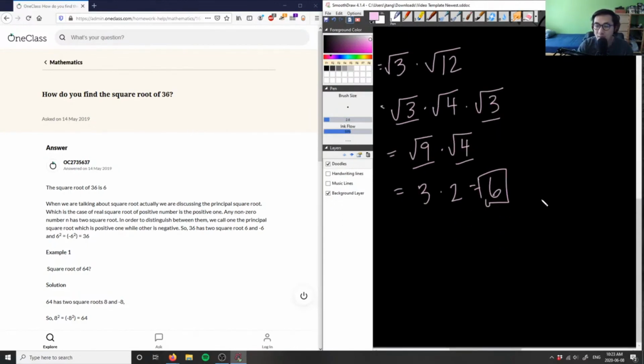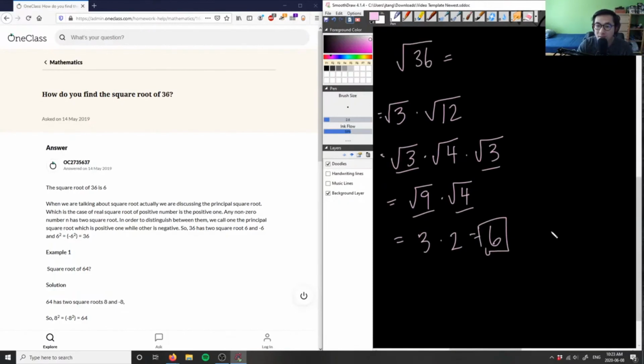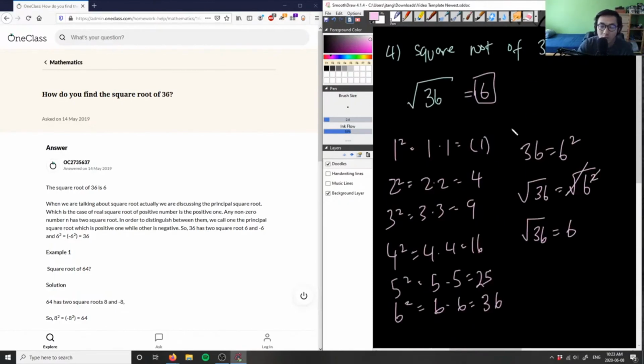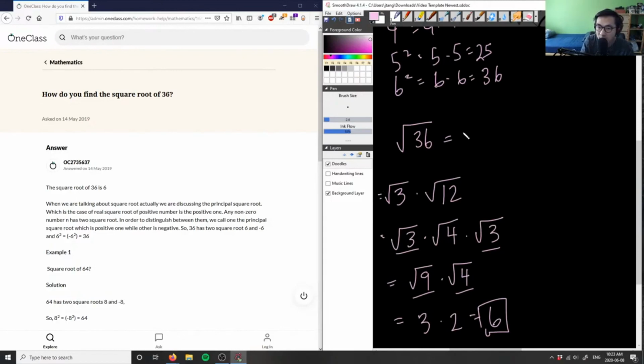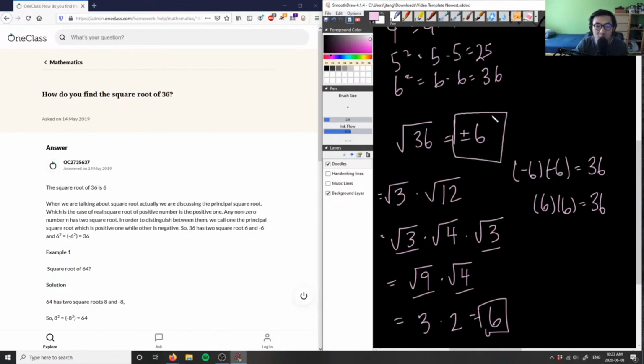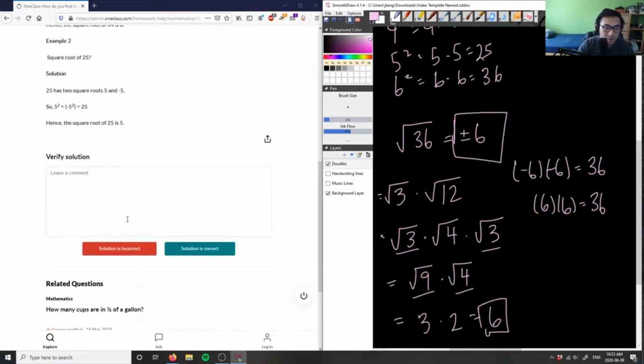And in this case, it's actually plus or minus 6. If I were to be technical, this should be plus or minus 6 because negative 6 times negative 6 also equals 36, and 6 times 6 equals 36 as well. So our answer technically should be plus or minus 6, and it depends on the question whether or not we take the positive or the negative one. But for our purposes, we're going to say it's plus or minus 6. So the solution here is correct.